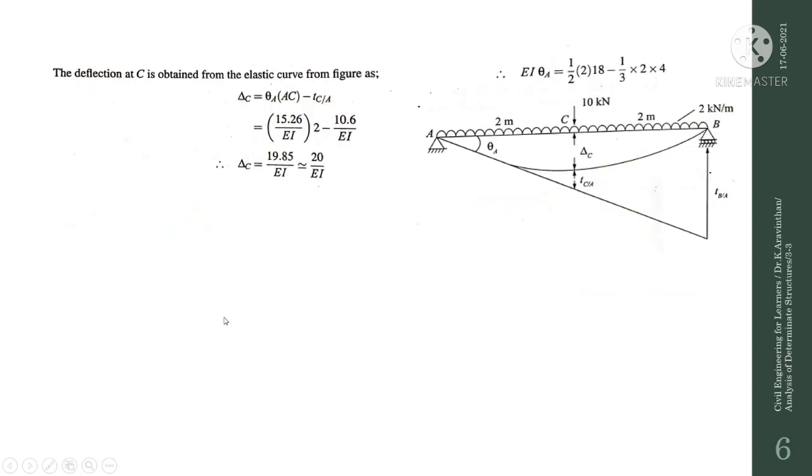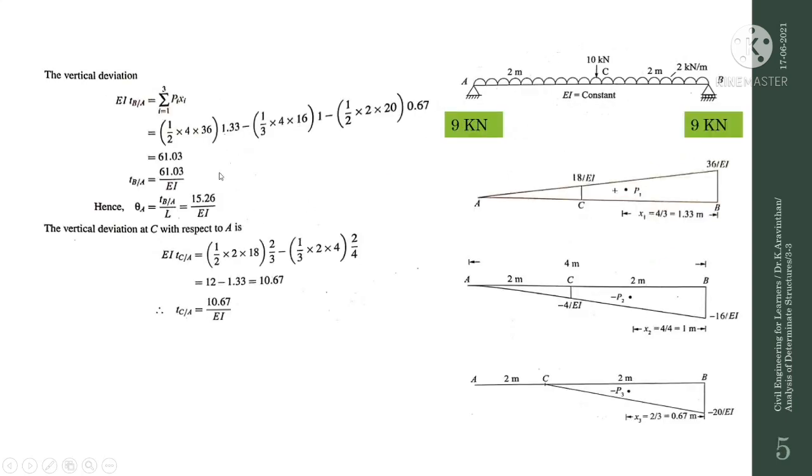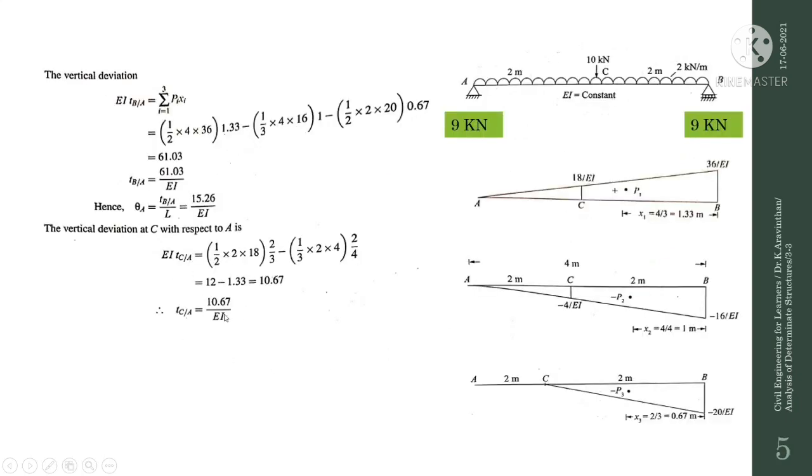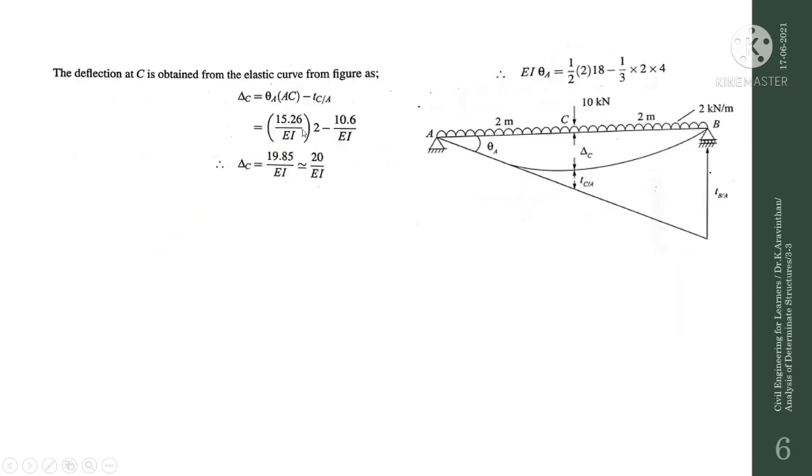So we got the two answers: we got the total distance and the distance TCA. We can find delta C. In order to find the total distance, you can multiply theta A into the distance. Theta A we already found out, that is 15.26, into the distance of 2 meter. So this will be the total distance, and minus TCA, which we currently found out, that is 10.67 by EI. If you subtract this, you will be getting delta C as 20 by EI. So this will be your deflection at the point C.